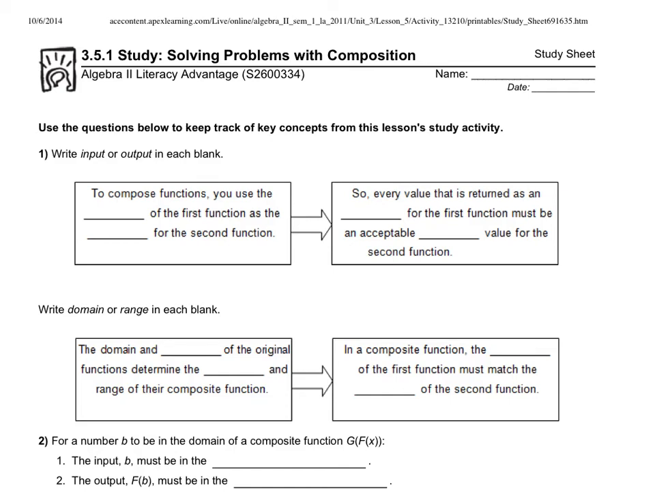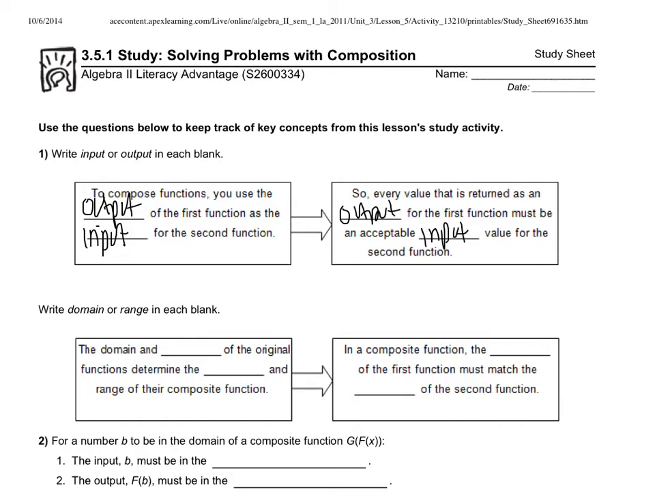So taking the next step with composite functions, we're talking about how to solve problems with them. The biggest thing is trying to remember that to compose functions, you use the output of the first function as the input for the second function, so that every value returned as an output for the first function must be an acceptable input for the second function.